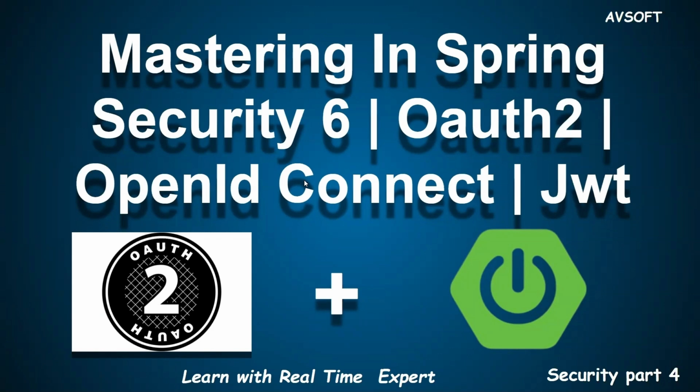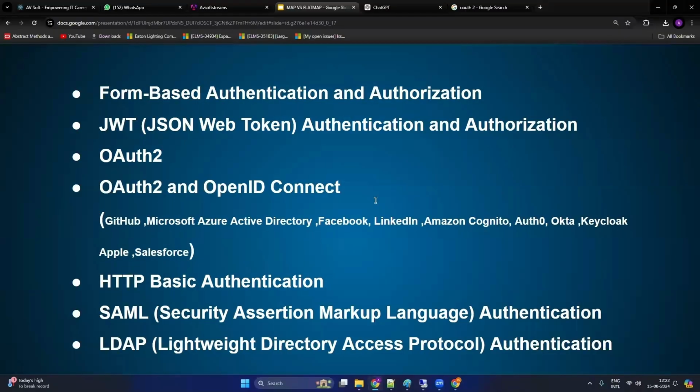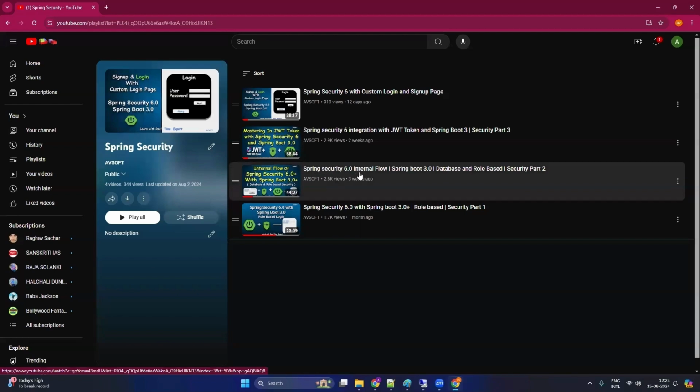Before we start this video, let me tell you what we already covered in the last session. We have already covered form-based authentication and authorization, where we used both custom and default pages. Apart from this, we have completed the JWT authentication and authorization flow, and we also covered the internal flow of JWT and the internal flow of Spring Security. If you really want to be an expert in Spring Security, this video is mandatory. Which video? The one called Spring Security 6.0 internal flow.